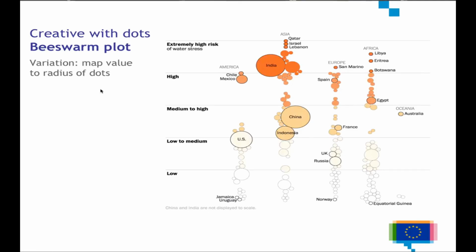If you use this technique, you can see that the country with the highest number of people at high risk of experiencing water stress is India. It's the biggest circle over here, and it also has this intense orange hue, so you can clearly identify that there are the most people at risk of water stress. So these are beeswarm plots, but added to the beeswarm are the color of the dots and also the size of the dots.